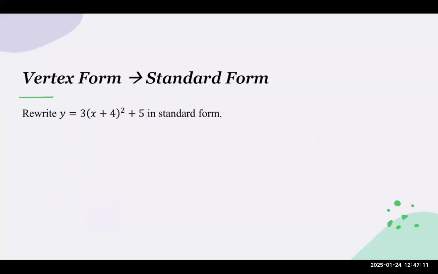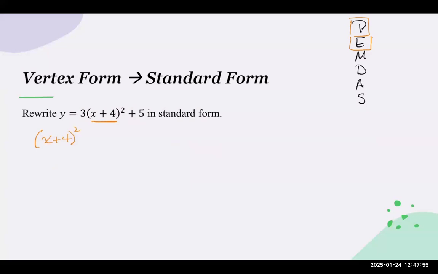Now, if we want to change vertex form into standard form, we need to be a little bit more careful about the order we do things in, because we don't just have multiplication like we did in the previous example. We have exponents, multiplication, and addition. So we want to make sure we do things in the correct order. If we look at our PEMDAS or BEMDAS, if that's what you're more familiar with, our first thing to look at is the parentheses. So we have this x plus 4 in the parentheses, and then we're going to deal with the exponent that's on that. So we are going to take x plus 4 and square it.